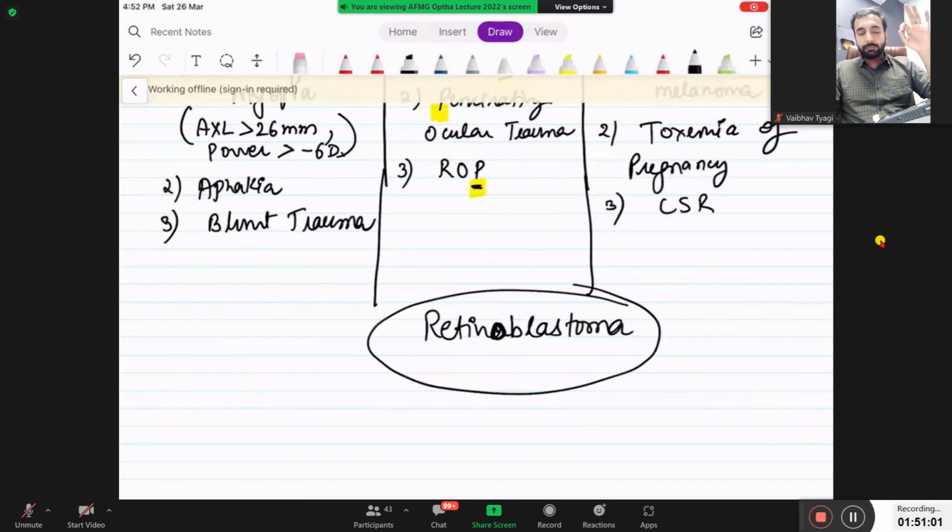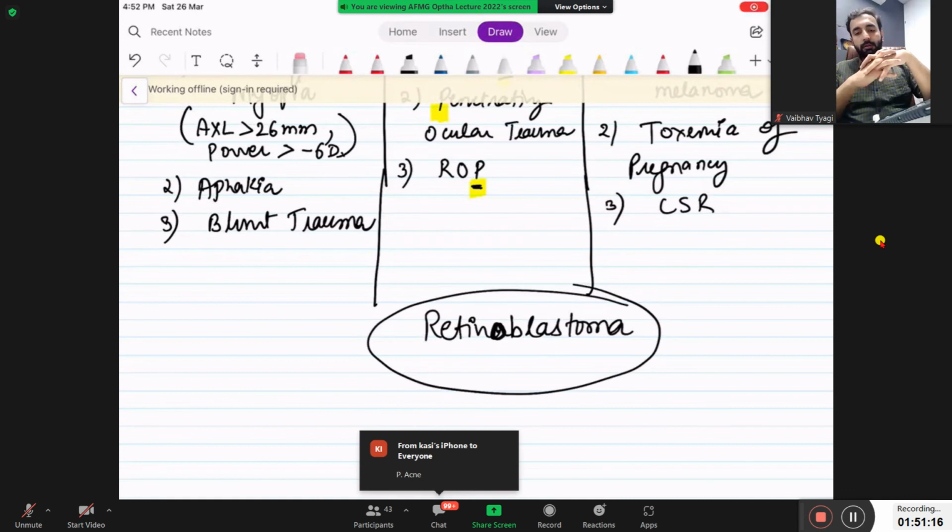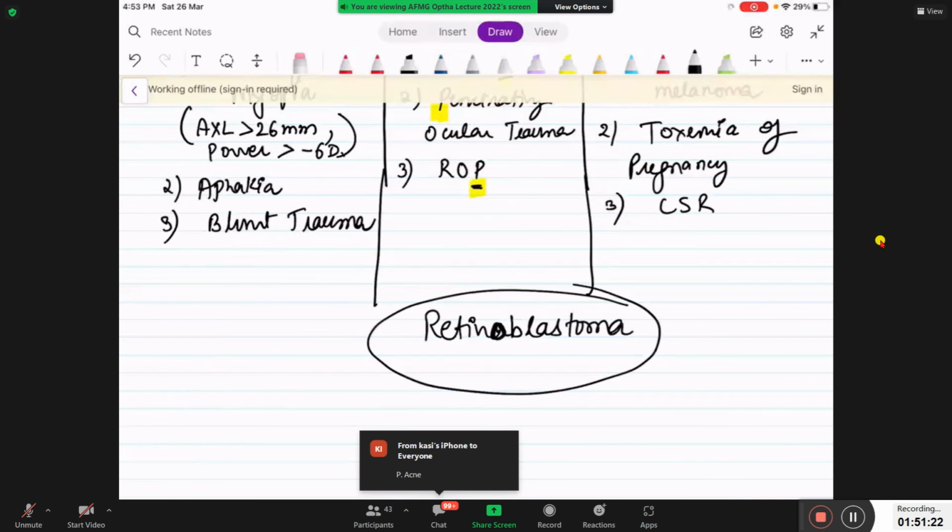What is the most common cause of late onset endophthalmitis? Very important question. Most common cause of late onset endophthalmitis. Name of the organism starts also with P. P. acnes, right? Good. P. acnes, Propionibacterium acnes.